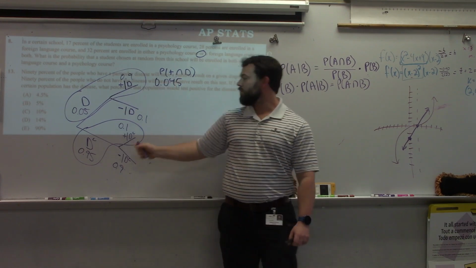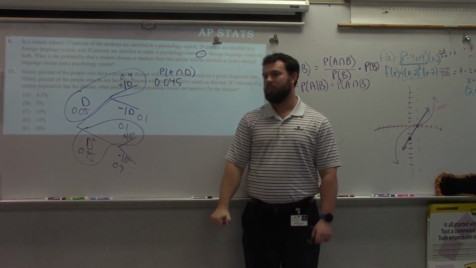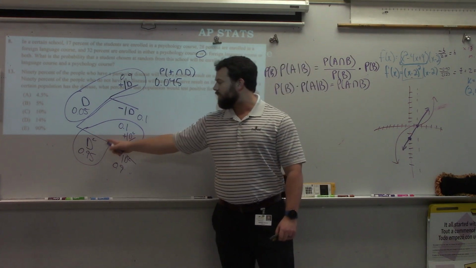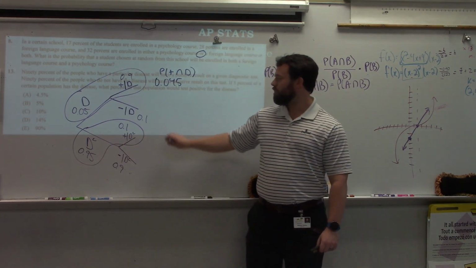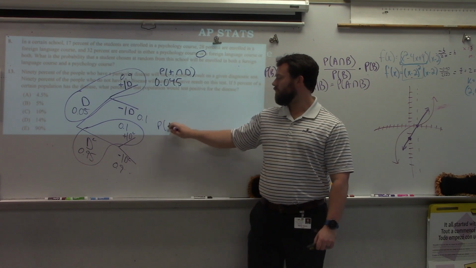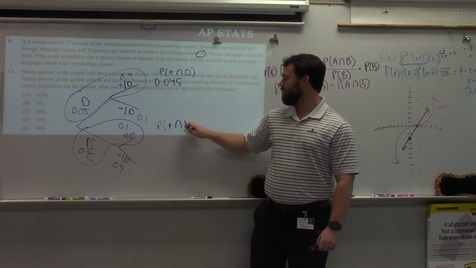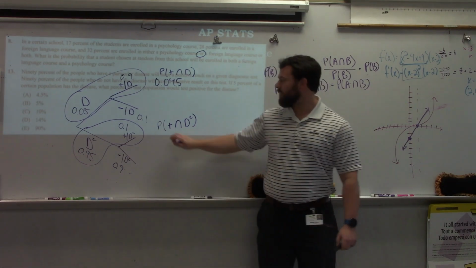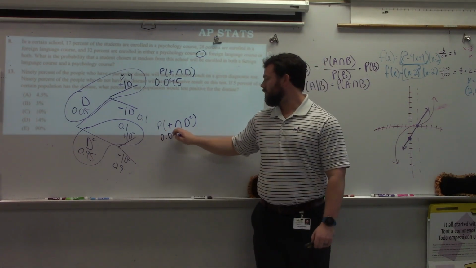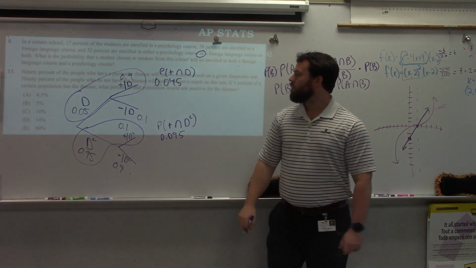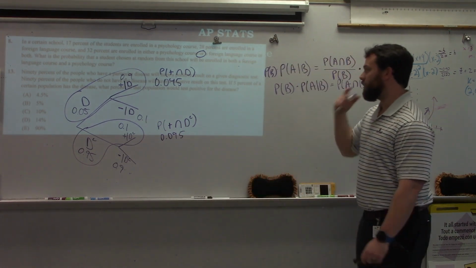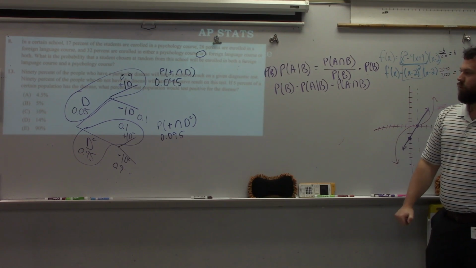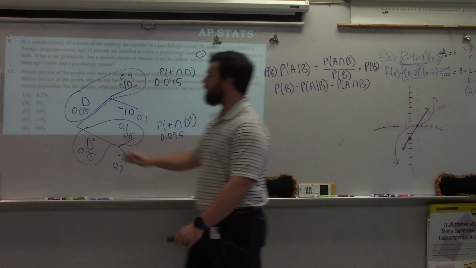So you would need this as well. What's 0.95 times 0.1? It's 0.095. So what percent of the population will test positive? 0.14, or 14%.